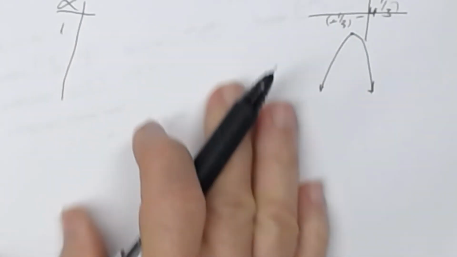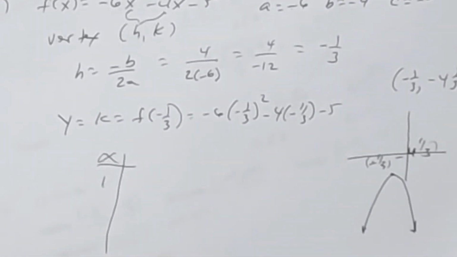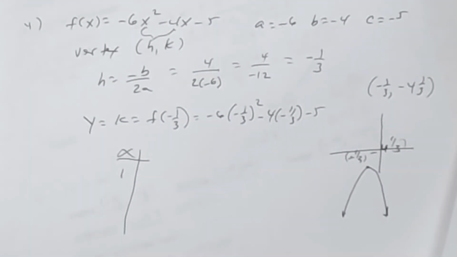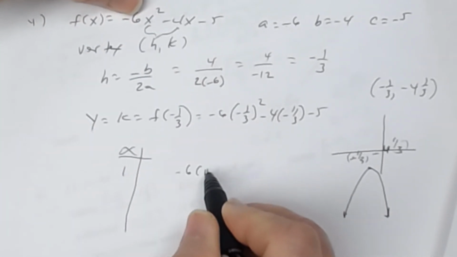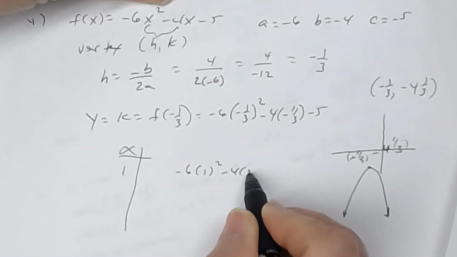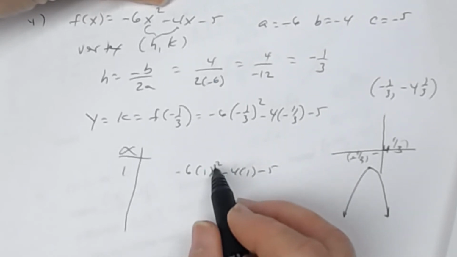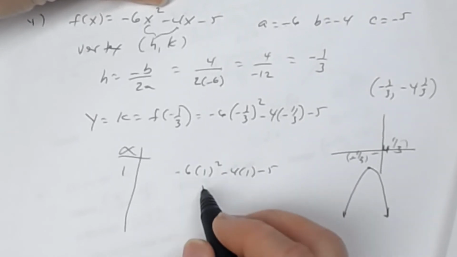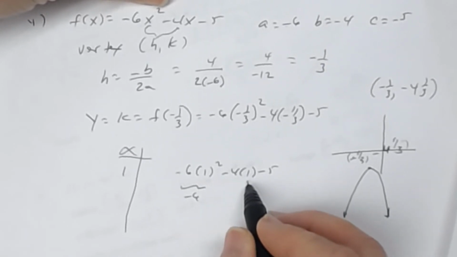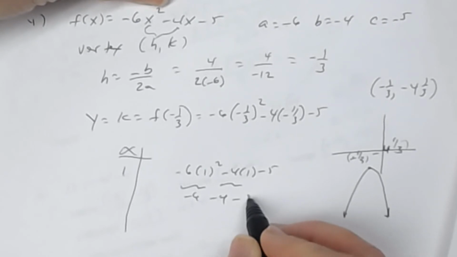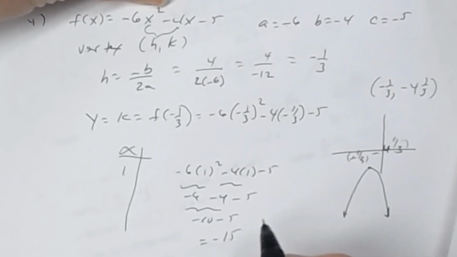So if x is 1, wherever we see the variable x, I'm going to go ahead and zoom out. Wherever I see the variable x, I'm going to substitute 1. So I get negative 6 times 1 squared minus 4 times 1 minus 5. So 1 squared is 1. 1 times negative 6 is negative 6. And then that's negative 4, and then minus 5. So I get negative 10 minus 5, which is negative 15.